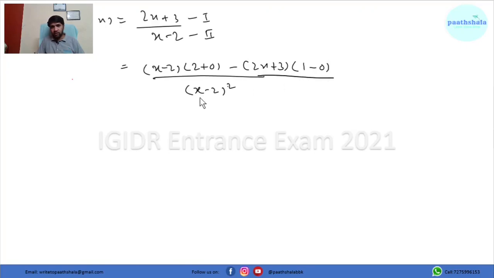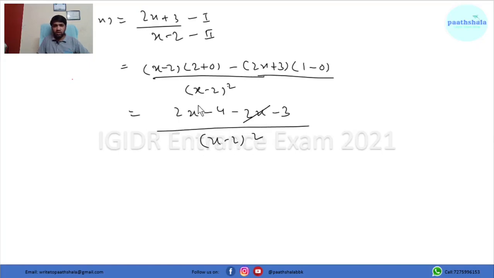Okay, now solve it. It will come out to be (2x minus 4 minus 2x minus 3) whole upon (x minus 2) whole square. So minus 2x will be cancelled out. It will be minus 7 by (x minus 2) whole square. So this will be our final answer.